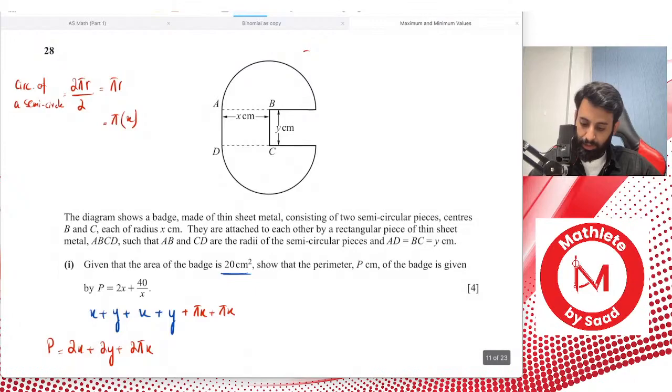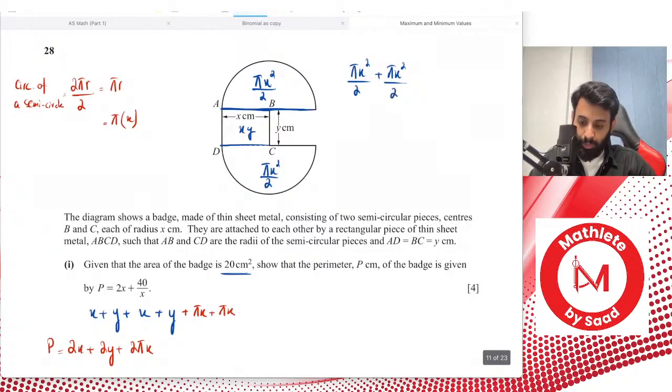So as far as the area goes, you can see that you have a semicircle. The area of a semicircle is going to be pi x squared upon 2. The reason behind that is x is the radius and it's a semicircle, so we do pi x squared upon 2, which means that the area of this semicircle under it will also be pi x squared upon 2. Now what's left for us is to find out the area of the rectangle, which is going to be xy. So we have pi x squared upon 2 plus pi x squared upon 2 plus xy, and what is that equal to? That's equal to 20. Not according to me, but according to the question. So pi x squared upon 2 plus pi x squared upon 2 is equal to pi x squared plus xy, which is equal to 20.